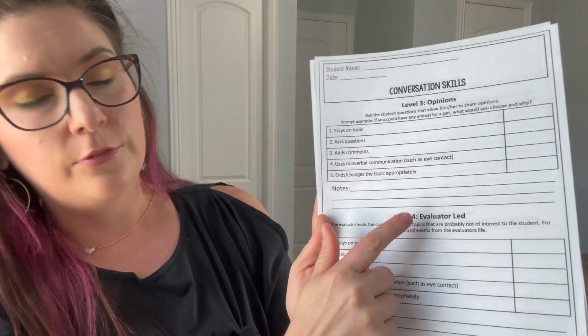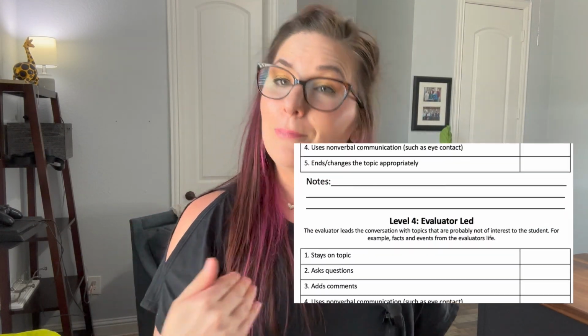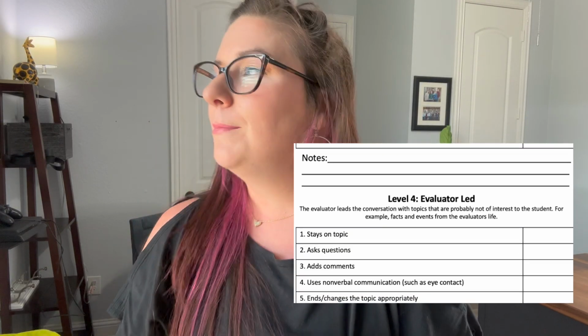And then finally, level 4 for when I'm evaluating conversation skills is evaluator led. This is one where I purposely talk about things I know the child has no interest in. Maybe I'm talking about what I'm cooking for dinner. Maybe I'm talking about my kids. I'm talking about me. And I am now challenging the student to be interested in a conversation that I'm leading about myself. That's really, really tricky.